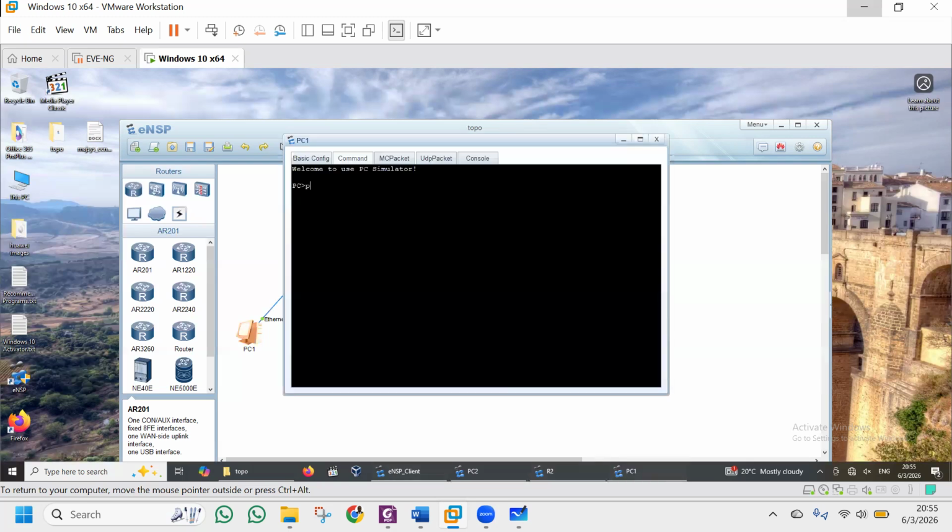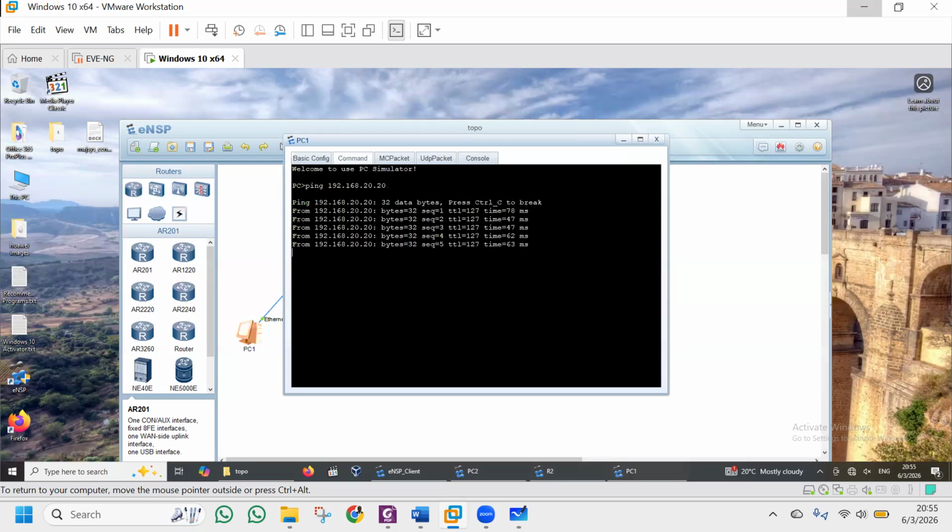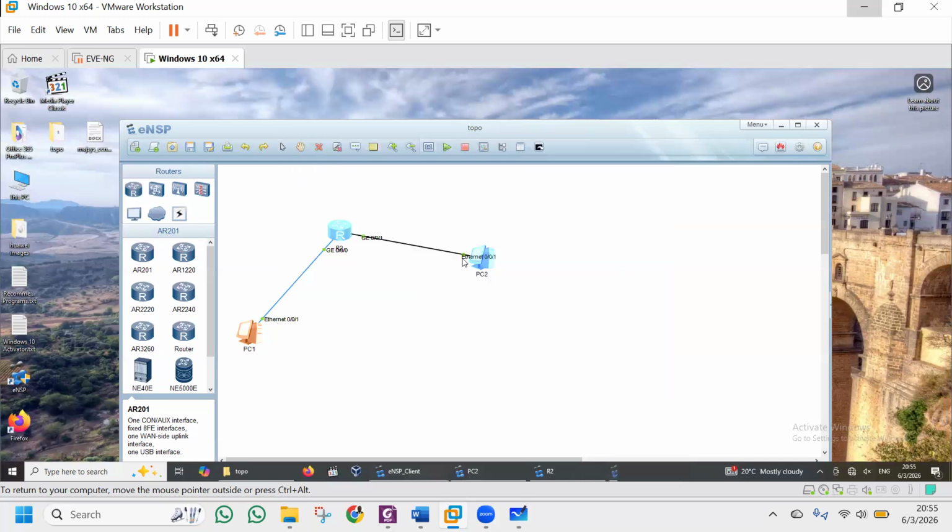So I can now ping 192.168.20.20. Voila, and it's successful. So the key is allowing the ENSP router and ENSP switch through the firewall, and basically that's it.